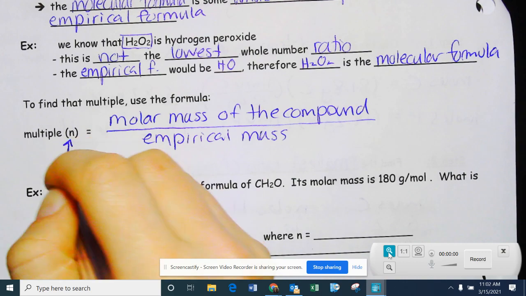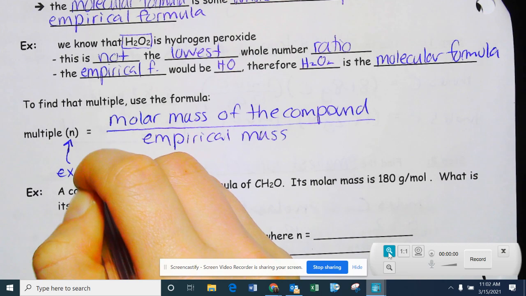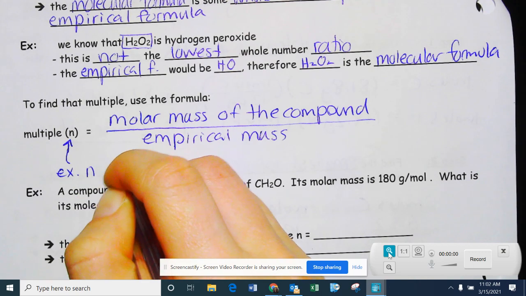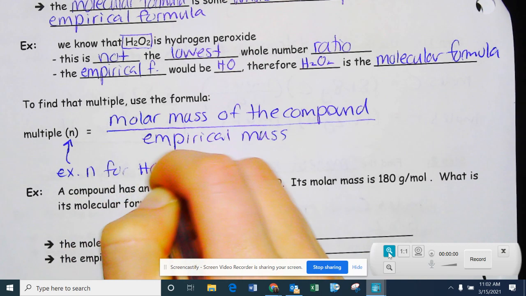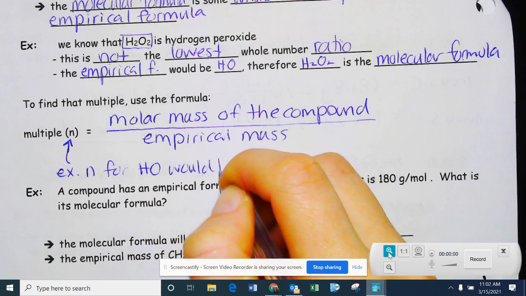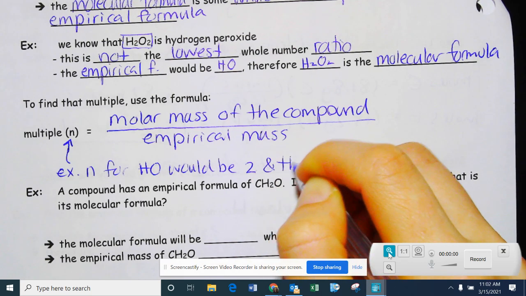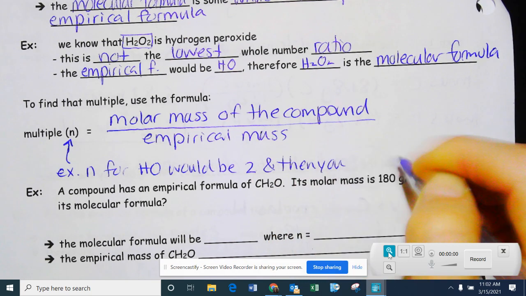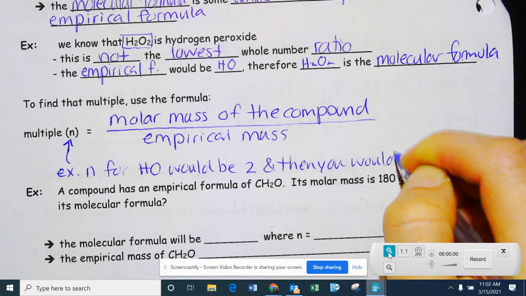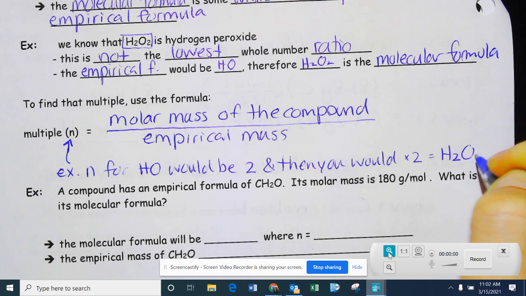So for example, you might determine that the N value for HO would be 2. And then you would get H2O2.